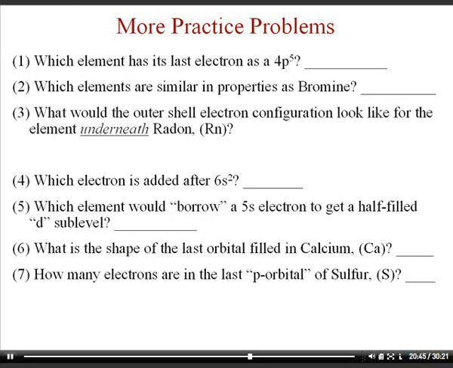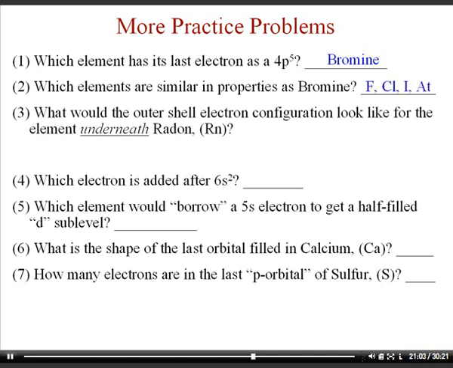And then we do some more practice problems in class. Practice problem number 1 says, which element has the last electron at 4p5? It ends up being bromine. And then I ask the students what elements would have similar properties to bromine, and that would be any element that's in its same group, which is fluorine, chlorine, iodine, and astatine.